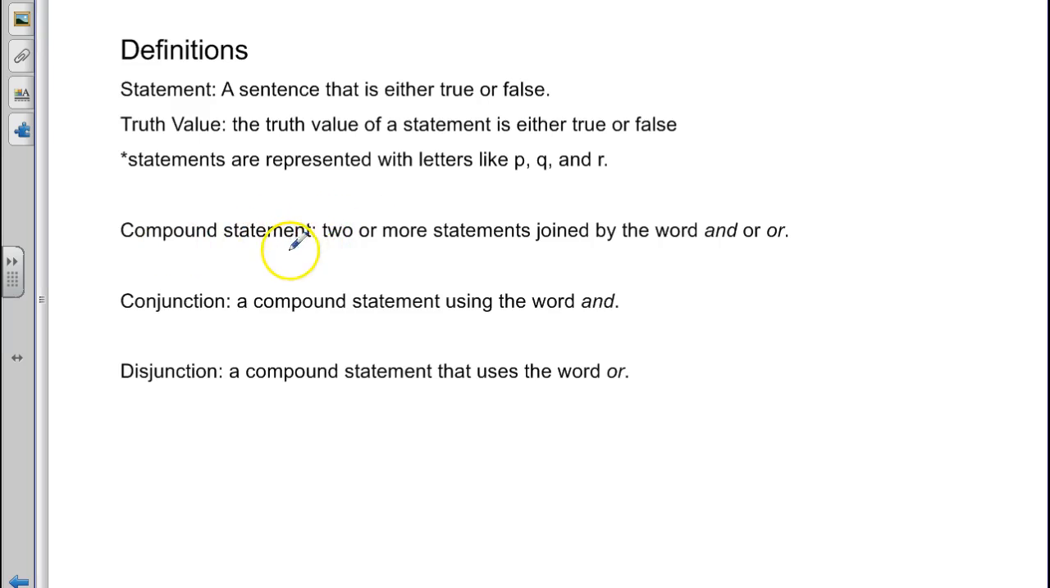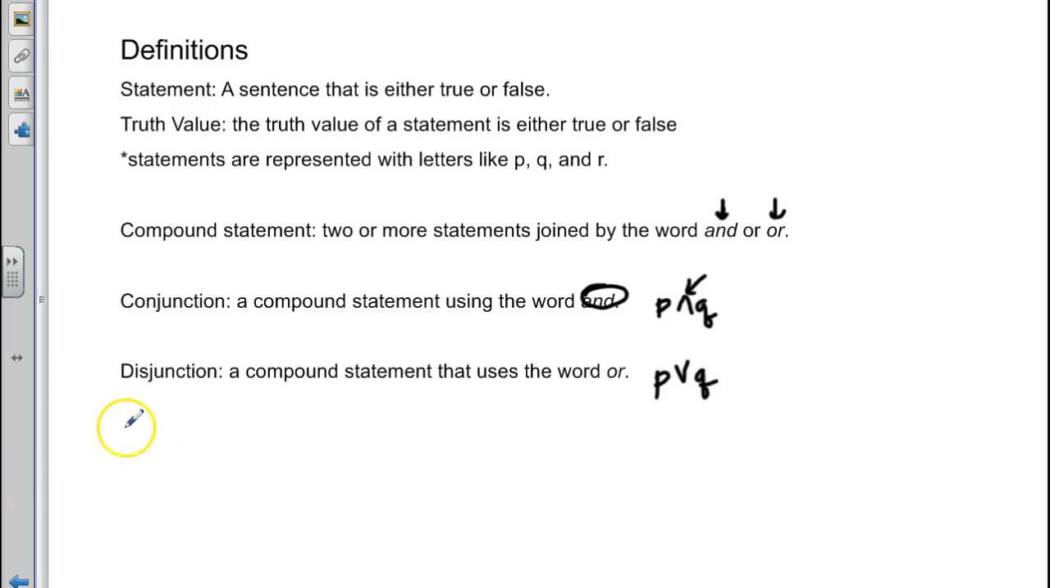All right, so compound statements will have two or more statements and they're joined by the words and or. There are a couple of types of compound statements, and statements and or statements. The and statement is called a conjunction, and there's a symbol. Statements would be represented by P and Q. So P and Q, that's the symbol for and, or conjunction. When we read it, P and Q. And then the or statement looks like this, P or Q, for the disjunction.